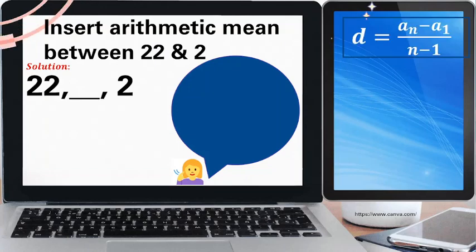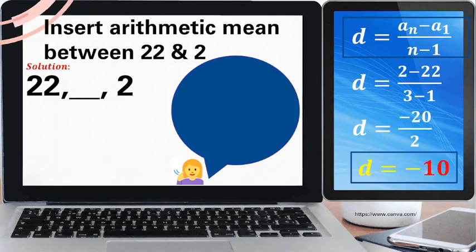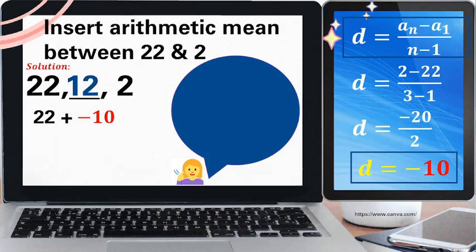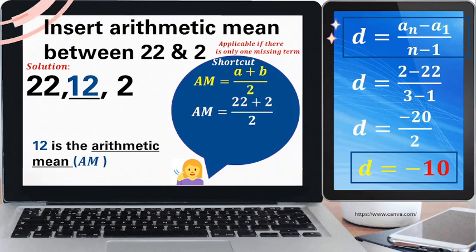Insert an arithmetic mean between 22 and 2. And solve for d, d is negative 10. So 22 plus negative 10 is 12. 12 is the arithmetic mean. The shortcut is only applicable if there is only one missing term.